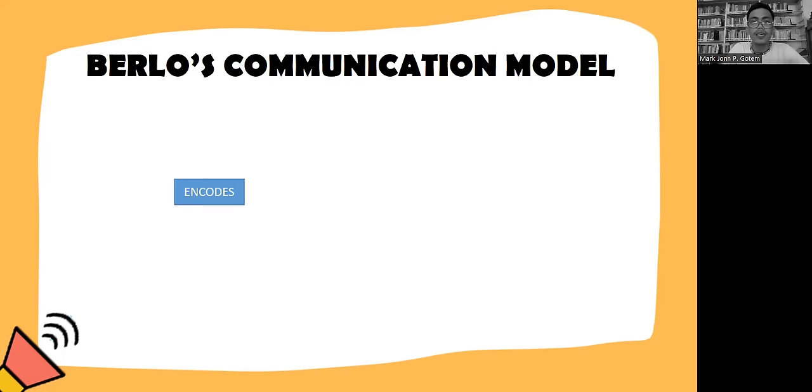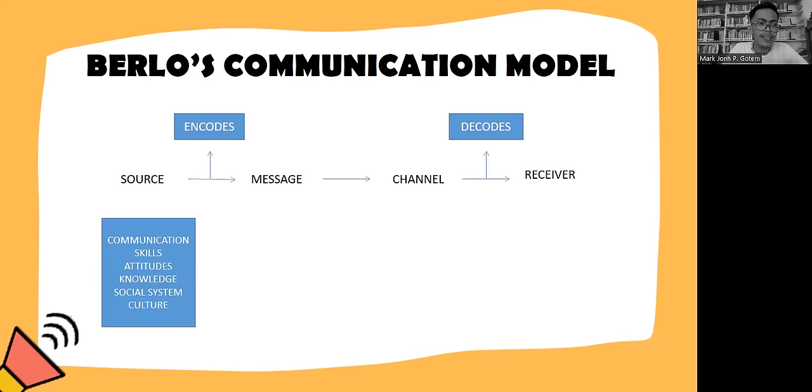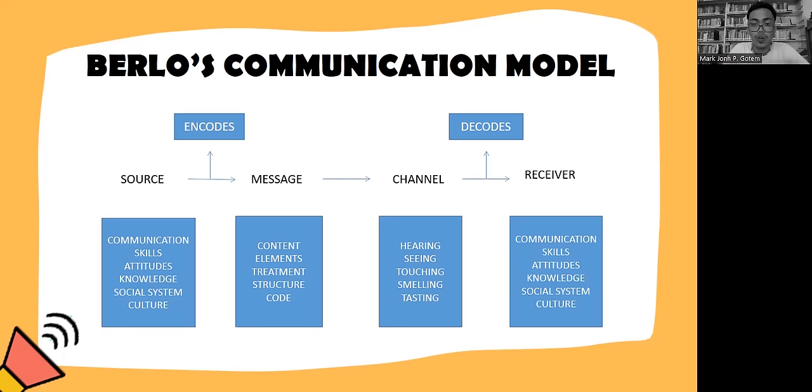Four variables. So we have encode and decode. In encode, we have the source and the message. In decode, we have the channel and the receiver. So let's discuss each variable: SMCR, or source, message, channel, and receiver. The source has the aspects of communication skills, attitude, knowledge, social system, and culture. The message has the features content, elements, treatment, structure, and code. The channel has the features of hearing, seeing, touching, smelling, or tasting, the senses. The receiver has the same features as the source.